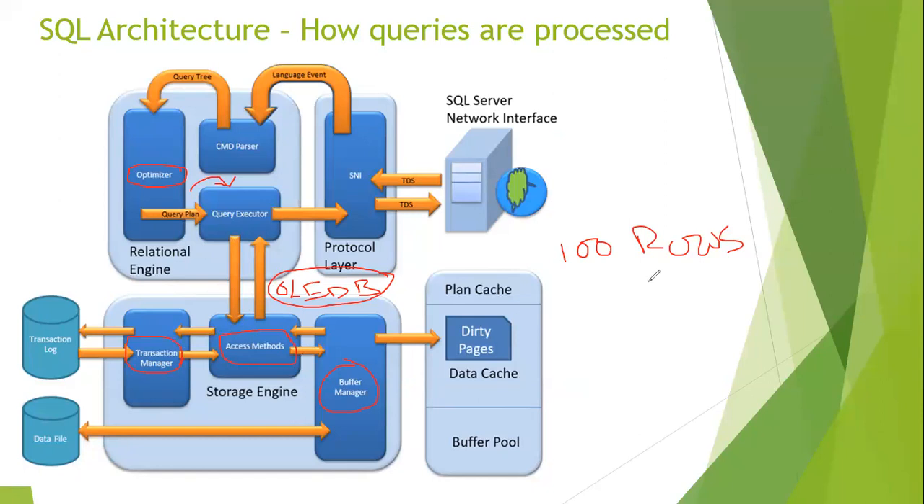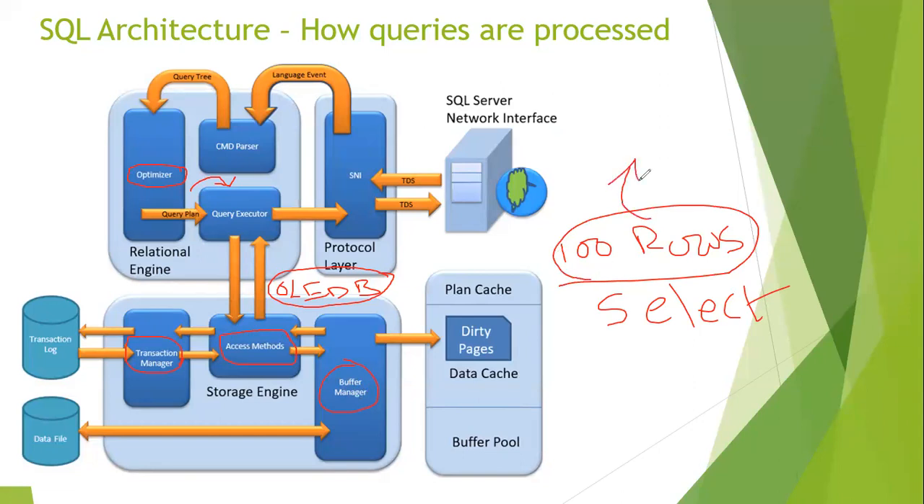Let's say I'm using a select statement. Then the access method receives a request stating that I need some data. Then the access method will pass that information to the buffer manager, right? The buffer manager is one of the managers which checks whether this requires 100 pages, 100 rows. Let's say it decides 100 rows will require 10 pages.